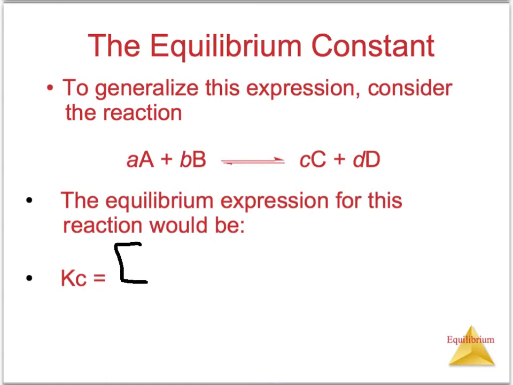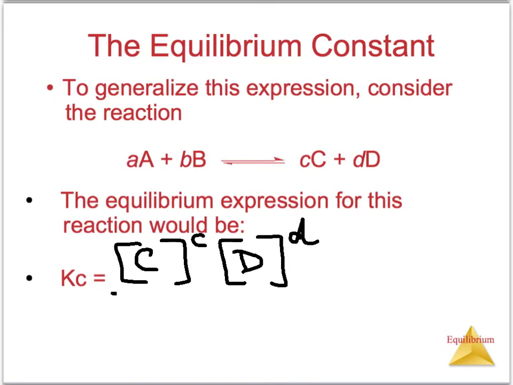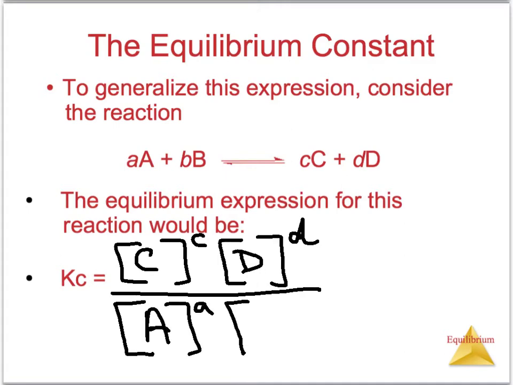So products on top, so that's C to the exponent c, D to the exponent d, all over A to the exponent a, and B to the exponent b. Now that's a generic equilibrium expression for a generic chemical reaction.